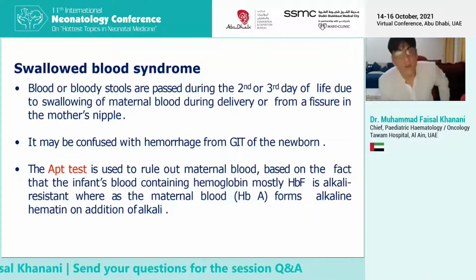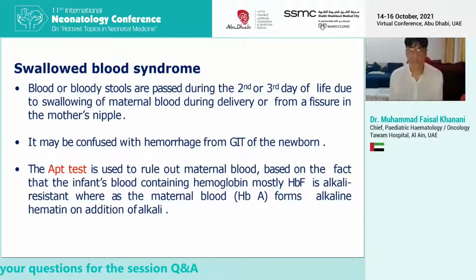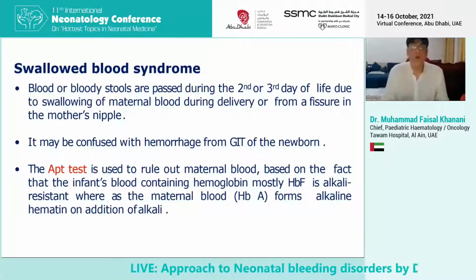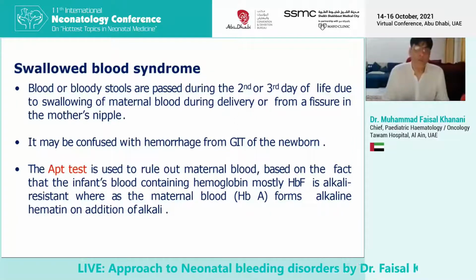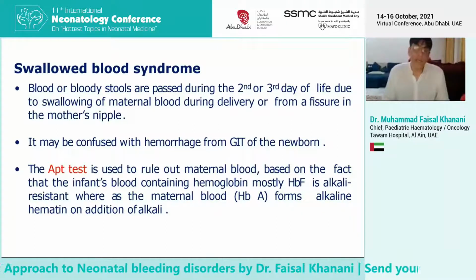The commonest dilemma that junior doctors face in neonates is swallowed blood syndrome, when the newborn passes blood or bloody stool during the first couple of days of life. We have to know whether it is from the mother, normally from a fissure when the child is breastfeeding, or whether it is hemorrhage from the gut of the newborn. The simple test we should do is the Apt test.